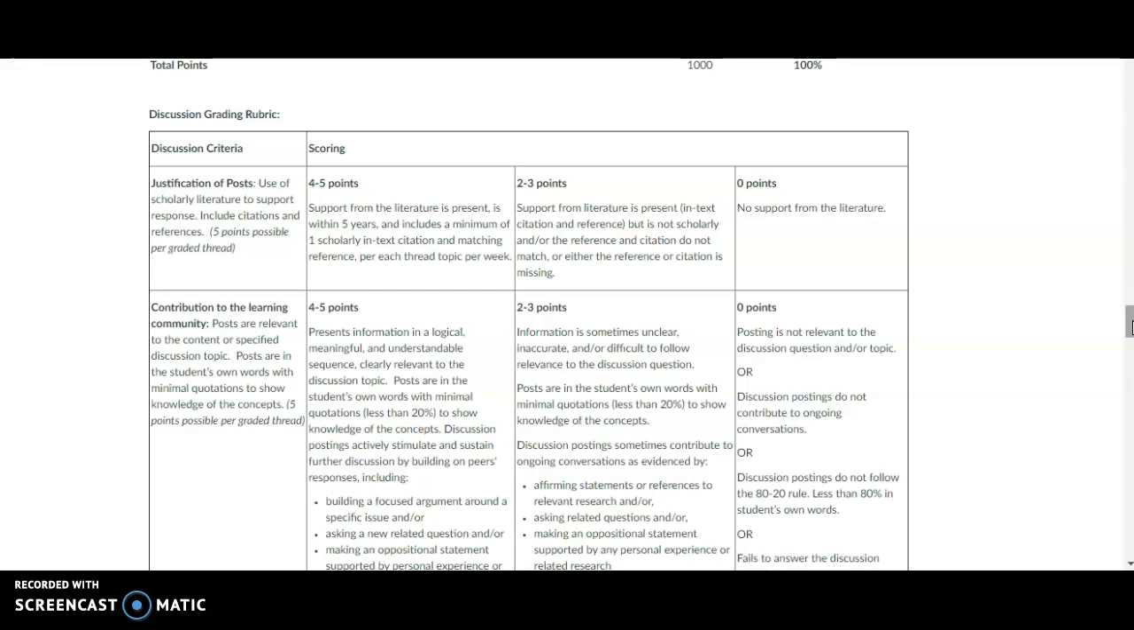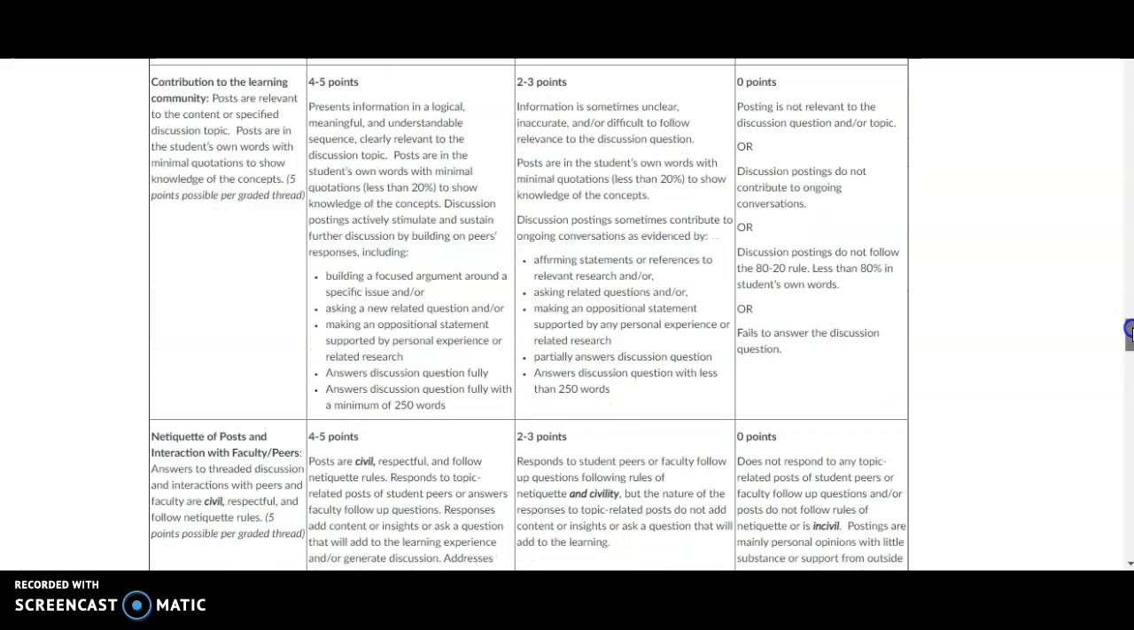As far as the discussion threads, there have been a few changes within the last year. I'm sure you are all aware of those, but you need to include in the discussion posts a scholarly reference that is within 5 years. If you do not, you would lose 2 points for that. And you need to also have a matching citation to that reference. So please keep that in mind.